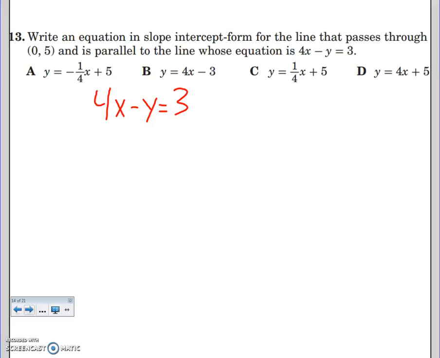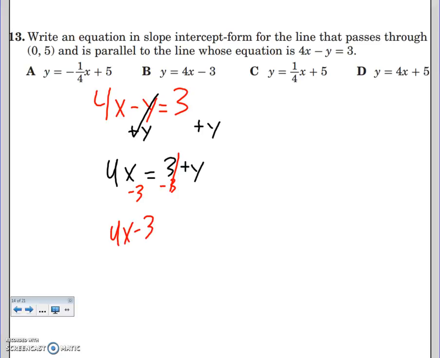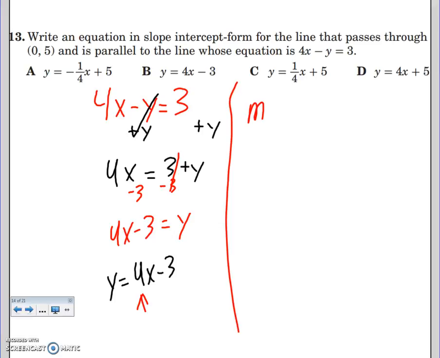If I want y by itself, I'm going to add y to both sides. So 4x equals 3 plus y. I want y by itself, I'm going to subtract 3. So I have 4x minus 3 equals y, or some of y'all like to see it as y equals 4x minus 3. We know the slope is next to x. Slope is m. The slope is 4. If I did the x, y intercepts and did the slope formula, I'd get 4. So I know from that m equals 4.